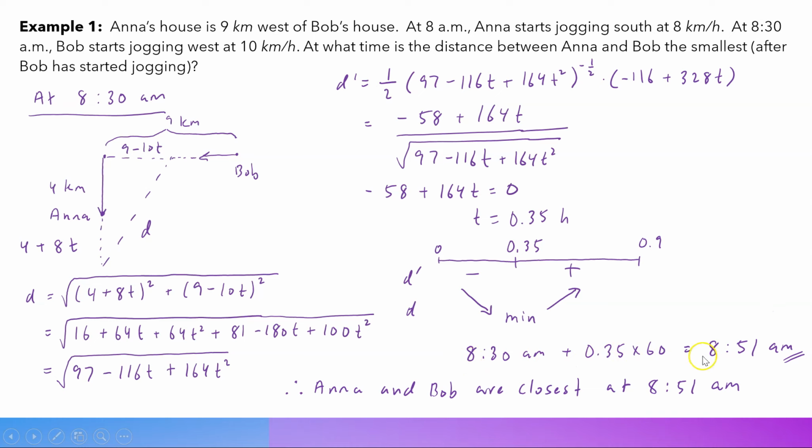And so 0.35 times 60 is approximately 21 minutes. And so at 8:51 a.m. Anna and Bob are the closest to each other. So Anna and Bob are closest at 8:51 a.m.